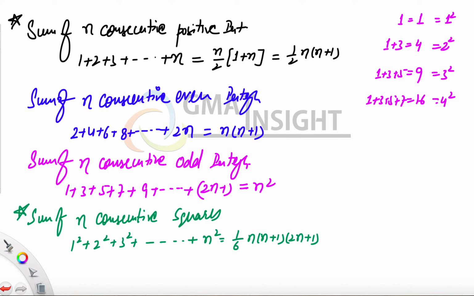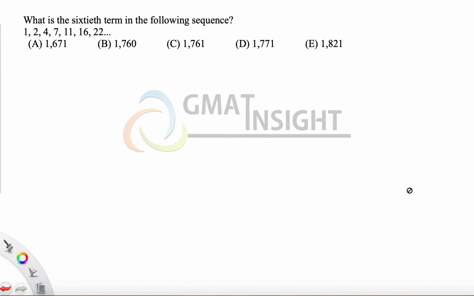Now, having discussed these concepts, let me quickly move to the next question that we have to discuss here in the class, in this video. So here we have a question, and let us quickly understand how to answer this question now. We have: what is the 60th term in the following sequence?